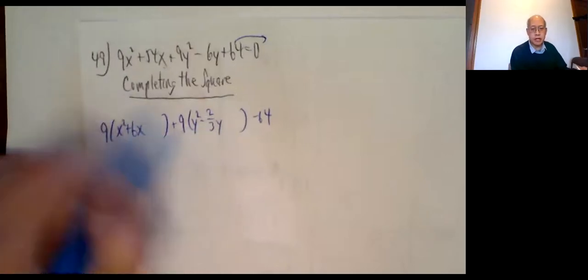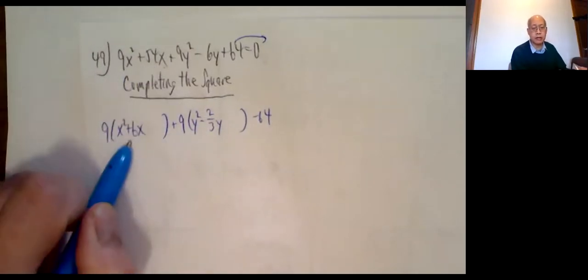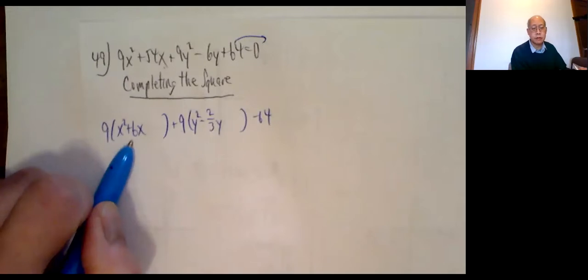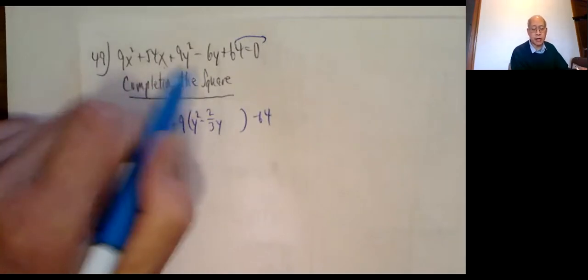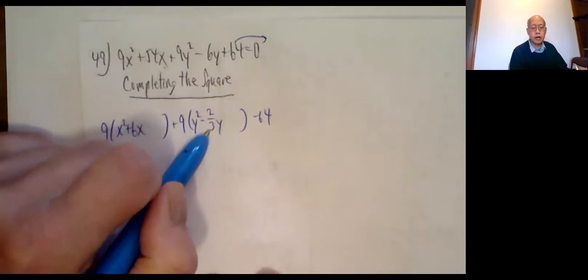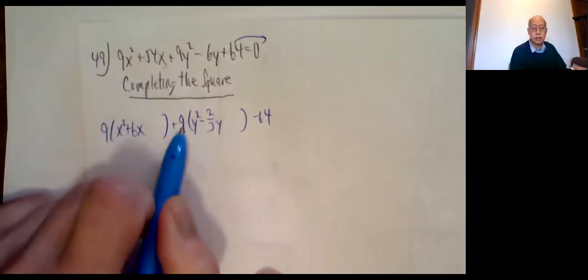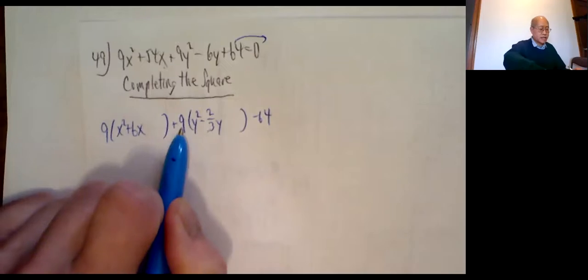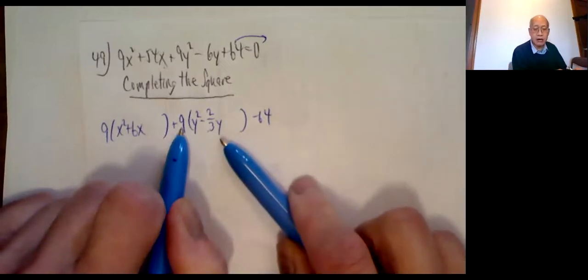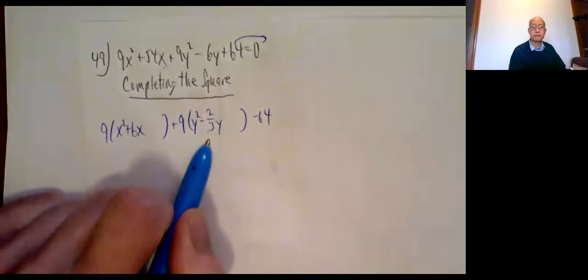Now, if this bothers you, think of what happened here. If you take out a 9, you're basically going 54 divided by 9. It's the same thing here. If I divide by 9, you go negative 6 divided by 9, negative 2/3. Or again, multiply it back out. 9x squared plus 54x, 9y squared, and then what is that times that? That would be negative 18 over 3, which is negative 6y.